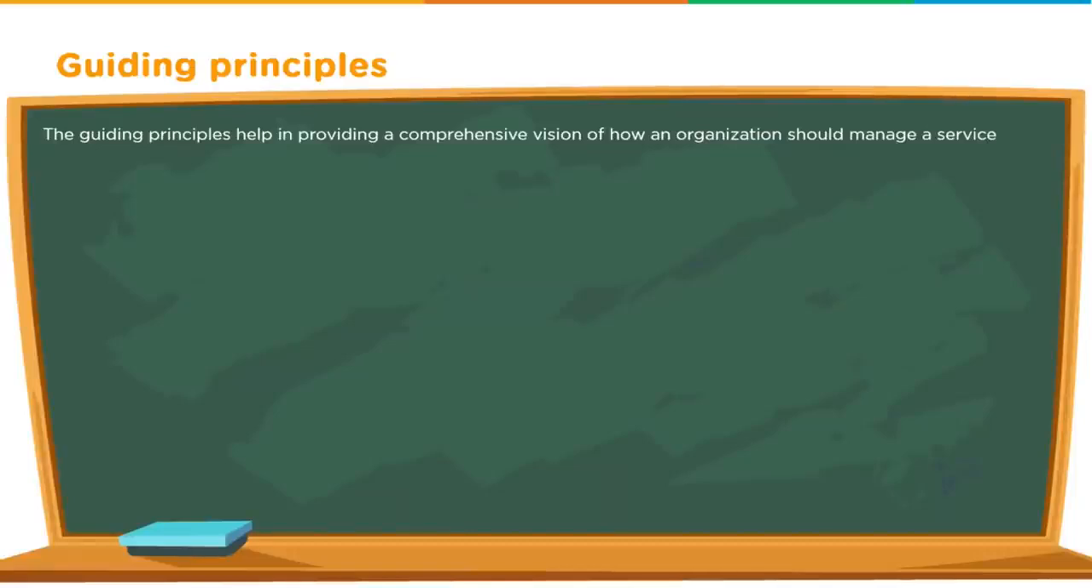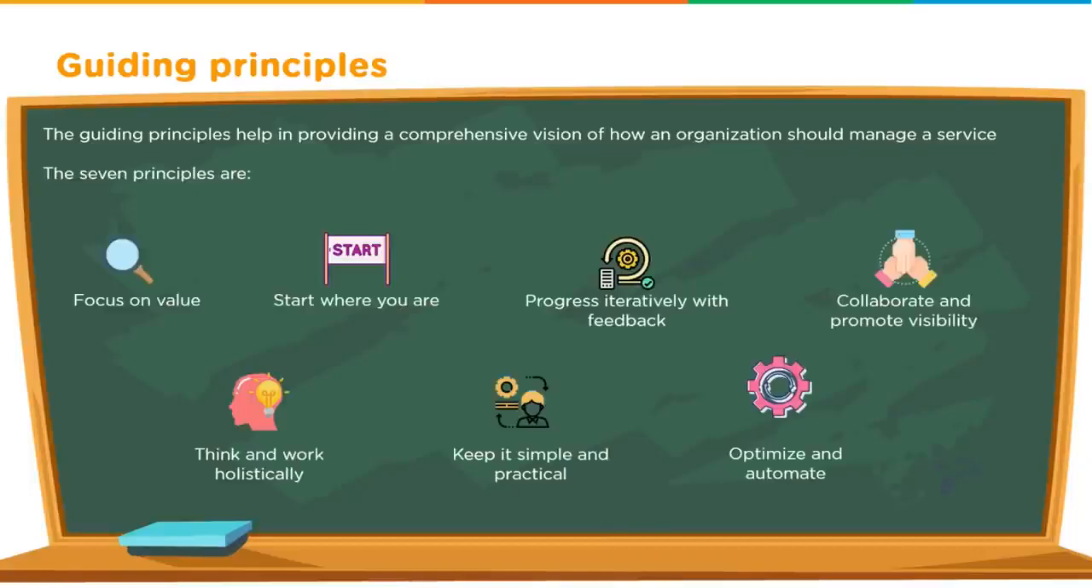Now, the components of the service value system, as we saw. Guiding principles are one of them, which help in providing a comprehensive vision of how an organization should manage a service. There are seven principles: focus on value, start where you are, think and work holistically, progress iteratively with feedback, keep it simple and practical, collaborate and promote visibility, and optimize and automate.